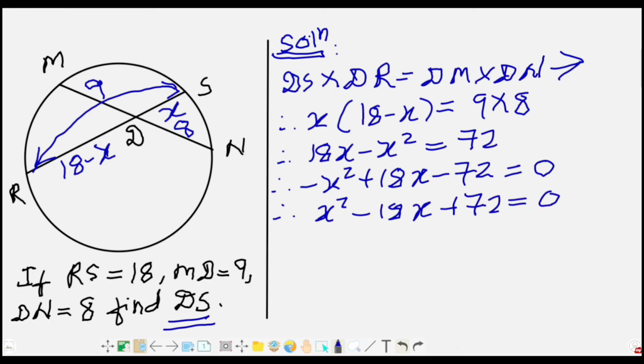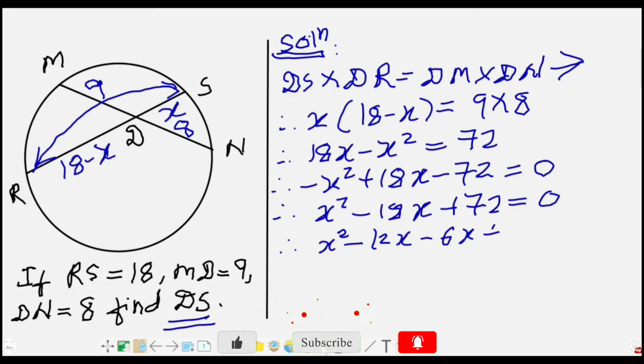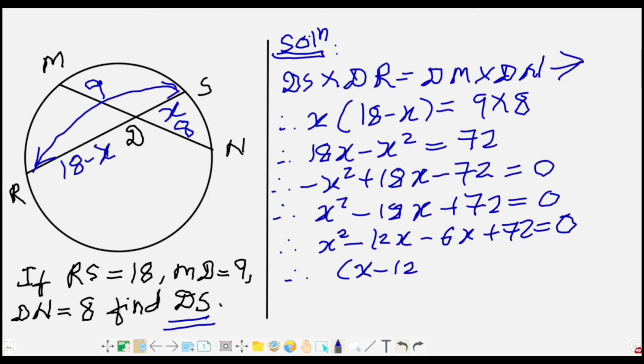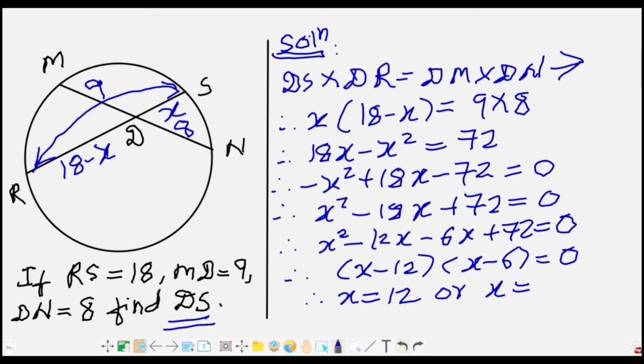Now you require two factors whose multiplication is 72 and addition is 18. So it will be 12 and 6. So x square minus 12x minus 6x plus 72 equal to 0. I am writing directly. When you take common, you will get two factors like this. When you take x minus 12 equal to 0, your value of x is 12. When you take x minus 6 equal to 0, your value of x is 6.